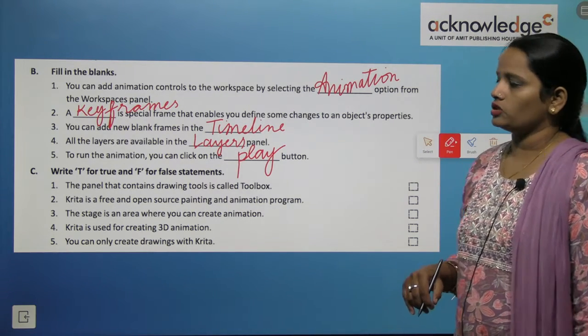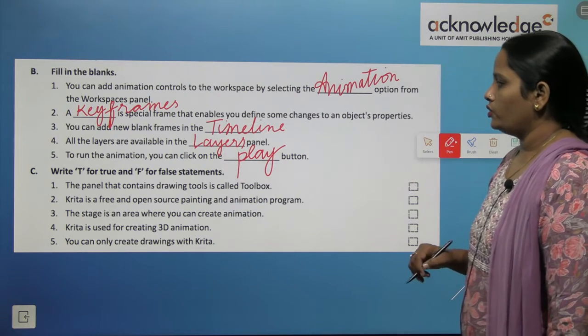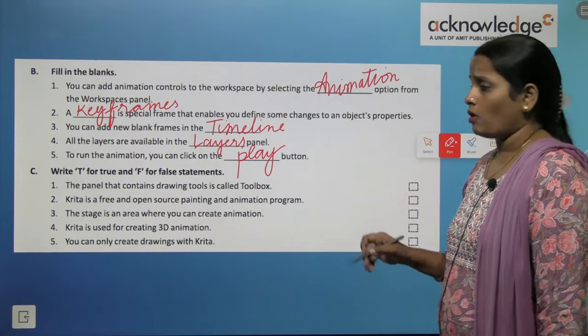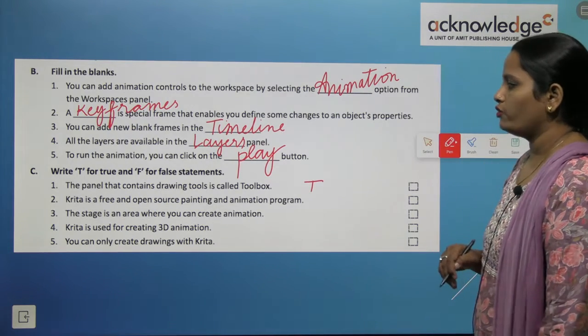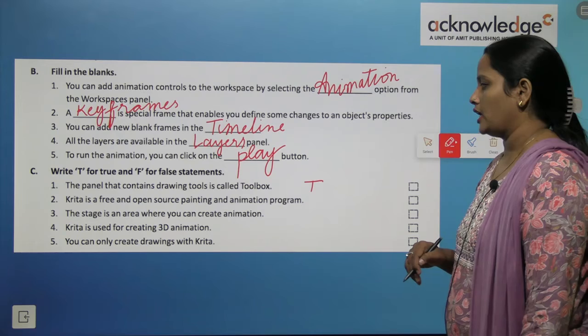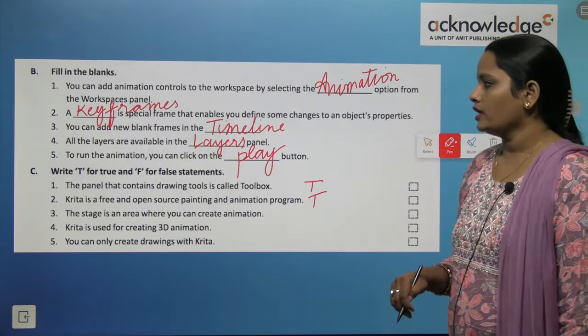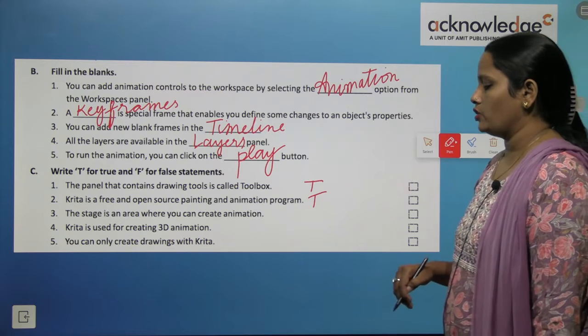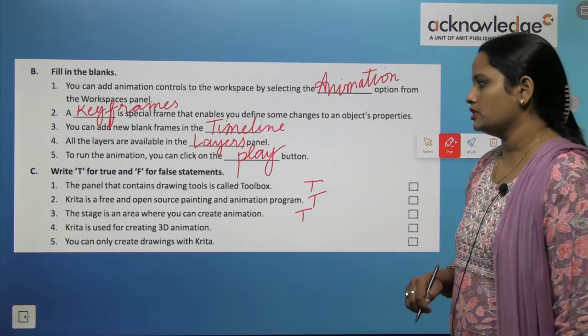Now quickly come to the true and false. The panel that contains drawing tools is called the toolbox. Yes, toolbox. Krita is a free and open source painting and animation program. Yes, this is also true. The stage is the area where you can create animation. Yes, we can create here.